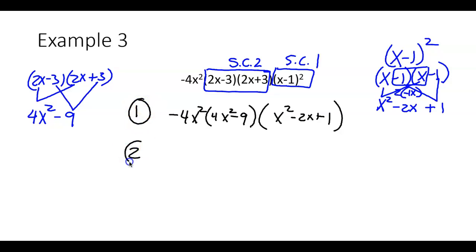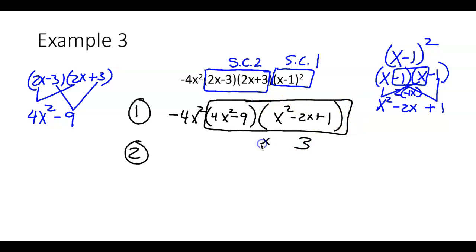Now step 2, we're going to do the box method, right? So step 1 is shortcut. Step 2 is do any boxes if necessary. In this case, I'm going to need to do one box. It's going to have to be a 3 by 2 box. I've got 3 terms here, and I've got 2 terms here. So my box is going to have to be a 3 by 2 box.